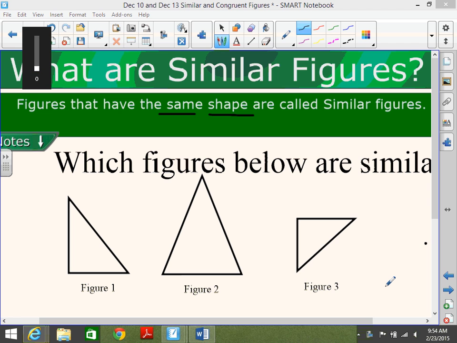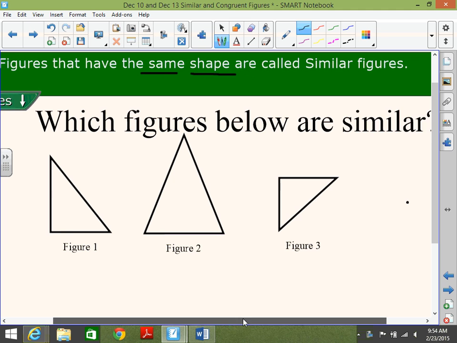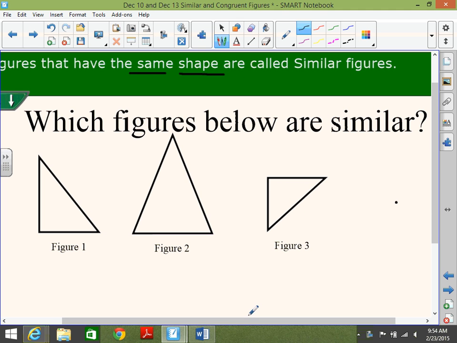Okay, so on your paper, similar figures are figures that have the same shape. Using that definition, I want you to look at the screen. It says which figures below are similar. Figures 1, 2, and 3. Which of these three? 1 and 3. Why? One's flipped around, right? They're both what kind of triangles? Right, triangles. Good. So figures 1 and 3 are similar.